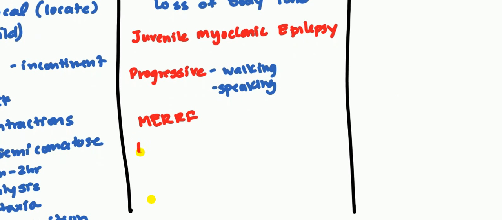The next one is Lennox-Gastaut. Lennox-Gastaut is also known as epileptic encephalopathy, and it is associated with decreased intelligence. This is a more severe form that doesn't respond too well to medication. However, the other ones do respond very well to medication. These tend to last 1 to 2 seconds and are often confused with a tic.